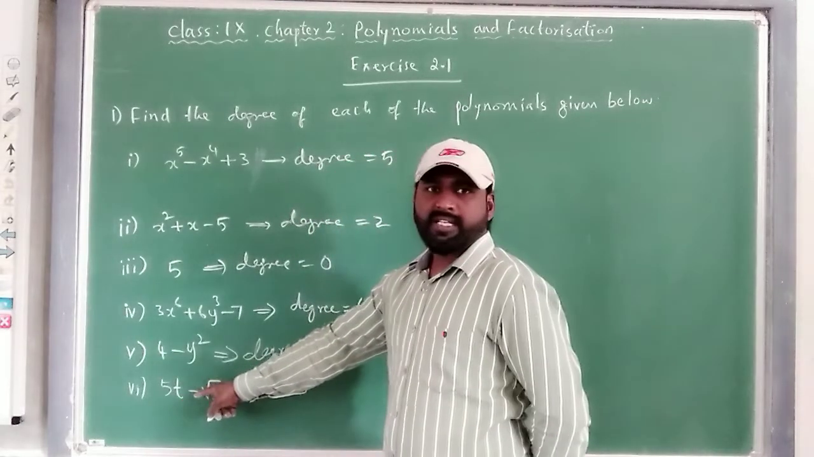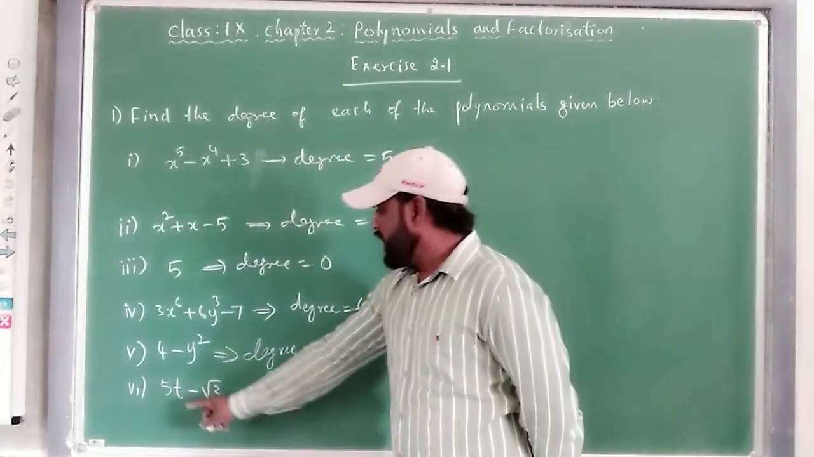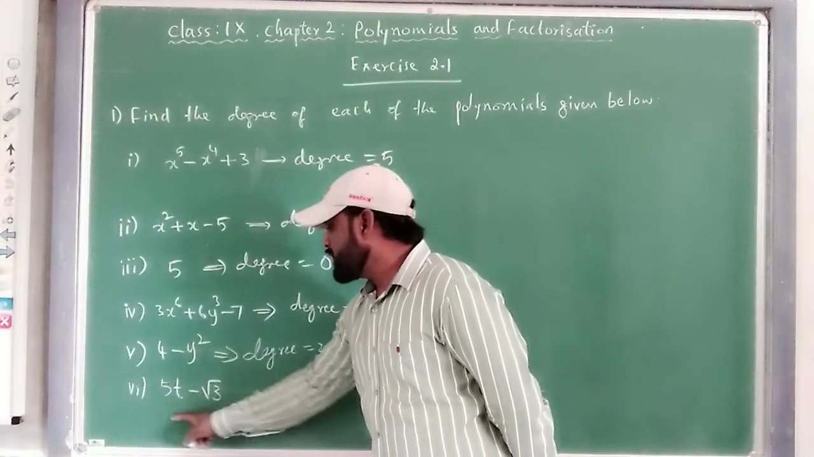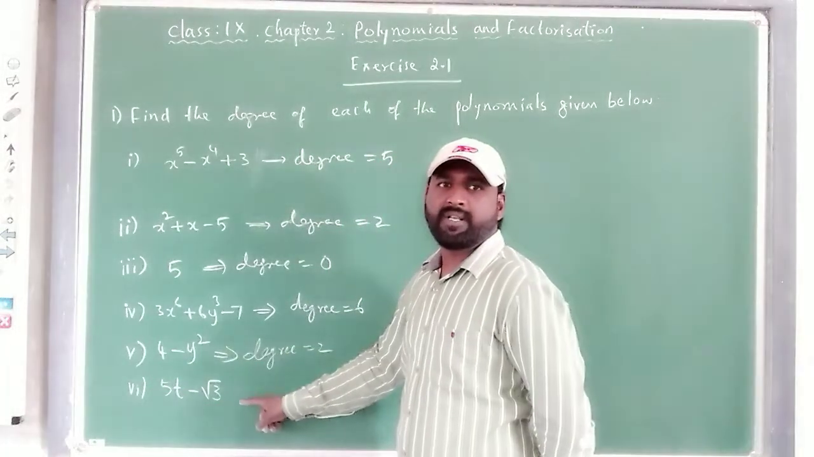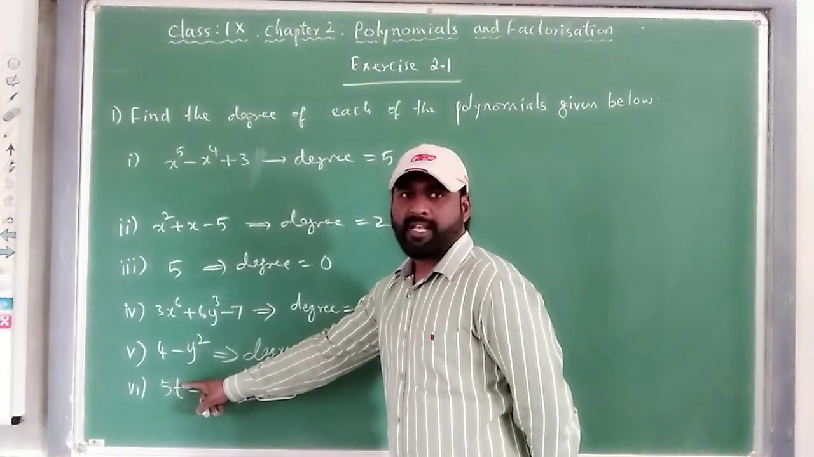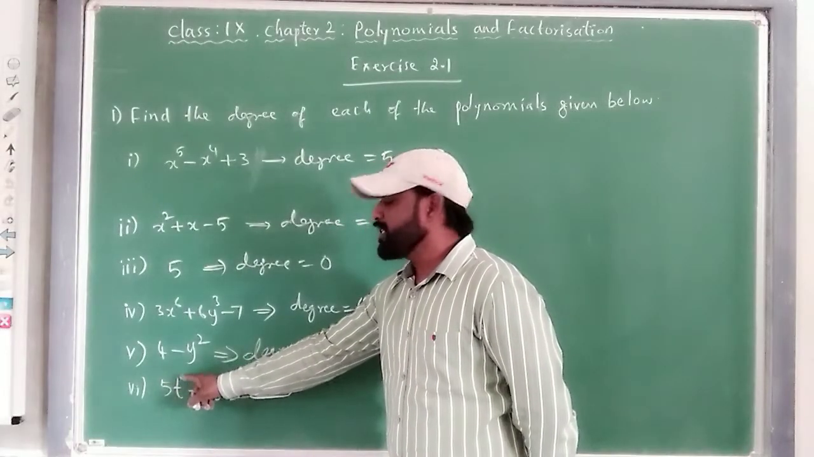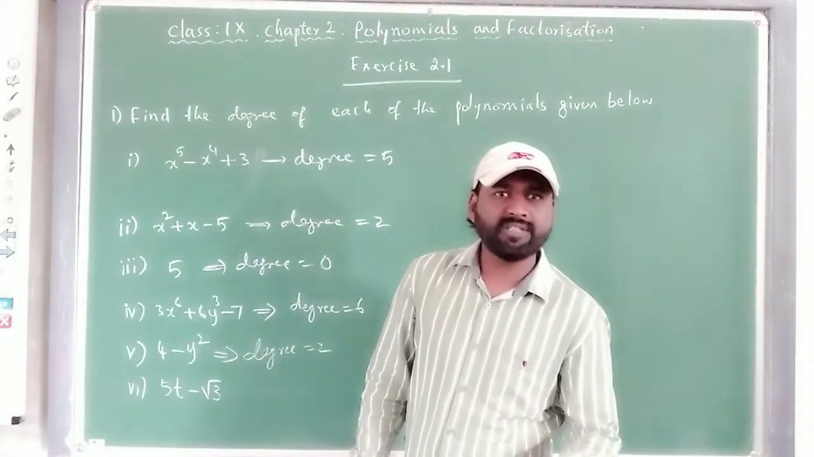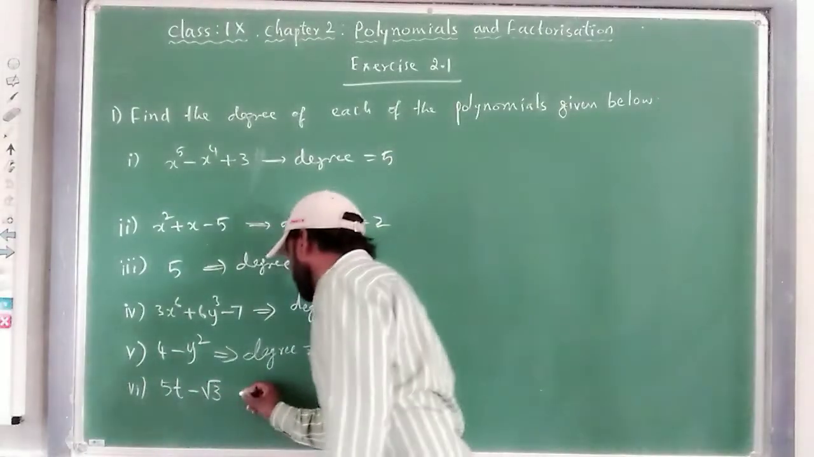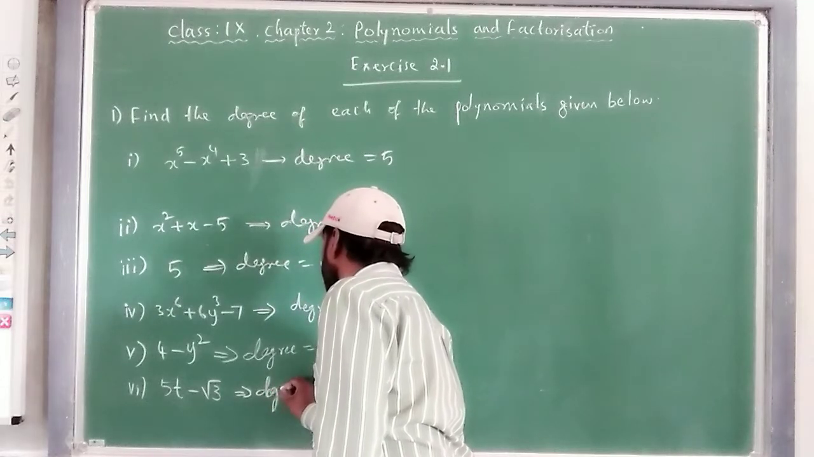Next, see the last one, 5t minus square root of 3. Here what is the variable? T is the variable. First term consisting a variable t, second term there is no variable at all. But the first term variable t has exponent nothing, that means 1. Here you cannot see the variable exponent is 1. There is no exponent, means you have to imagine it as 1. So the degree of this polynomial is what? 1.